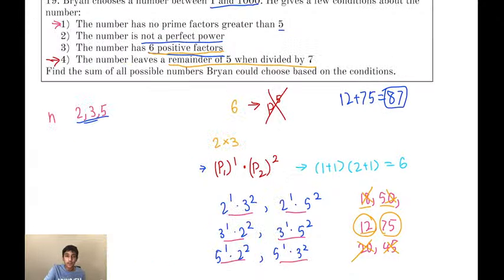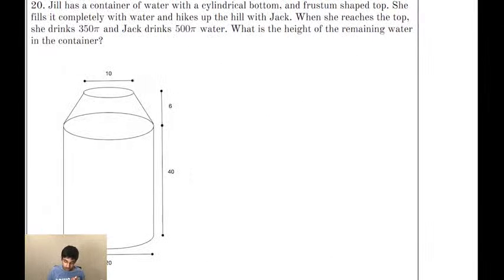Okay, now let's move on to the next problem. Jill has a container of water with a cylindrical bottom and frustum-shaped top. She fills it completely with water and hikes up the hill with Jack. When she reaches the top, she drinks 350 pi, and Jack drinks 500 pi. What is the height of the remaining water in the container?